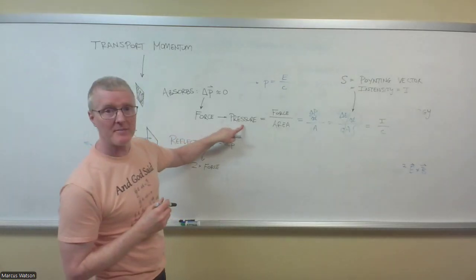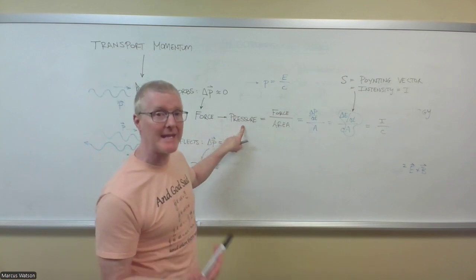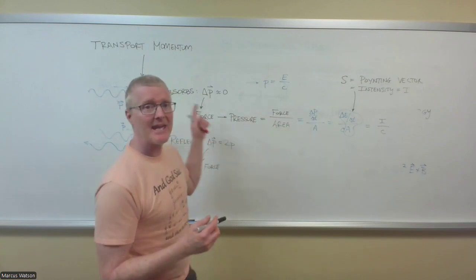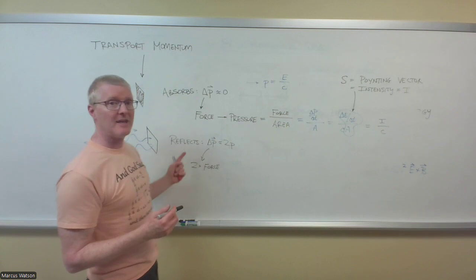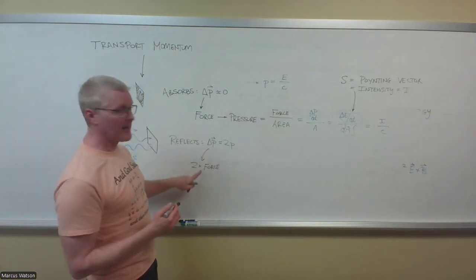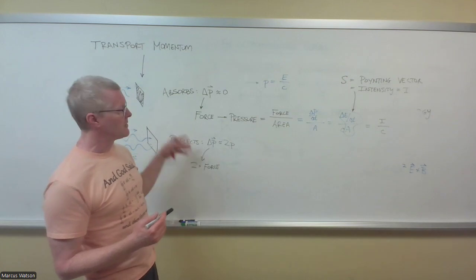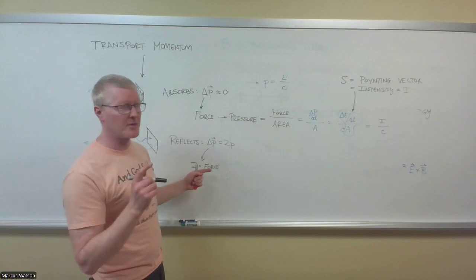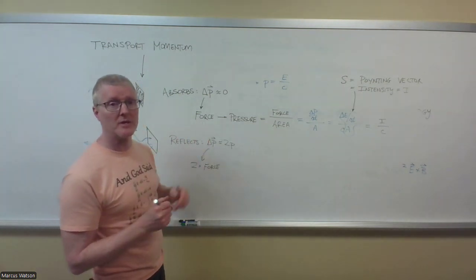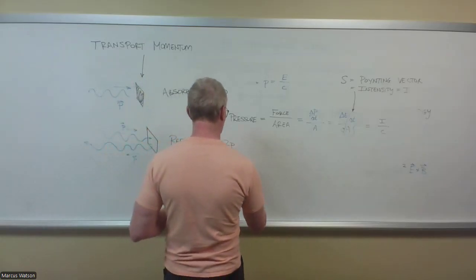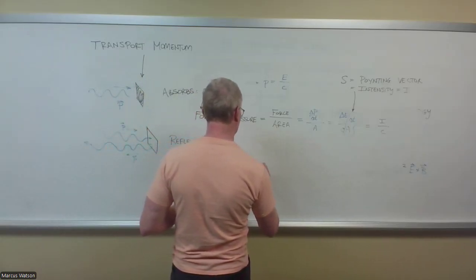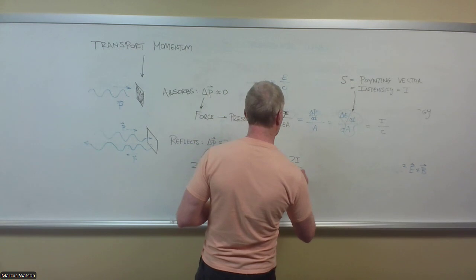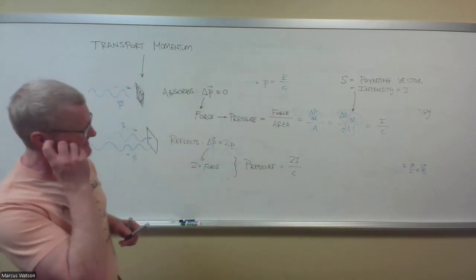Therefore, I have the ability to define a pressure exerted by radiation. The pressure exerted by radiation is the intensity divided by c if the radiation is absorbed. If the radiation is reflected, then I think I should be able to convince you through the exact same argument that the pressure of this radiation when reflected is twice what it was when absorbed. Okay, so I'm going to say here that the pressure of the radiation is now 2I divided by c. Okay?